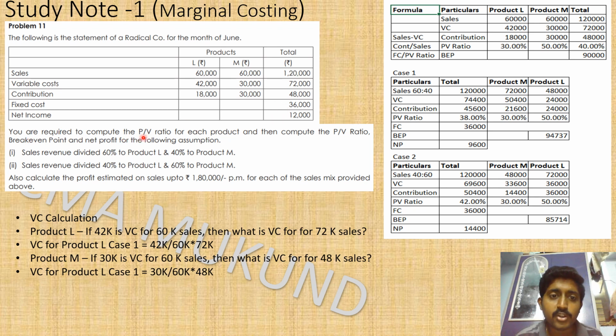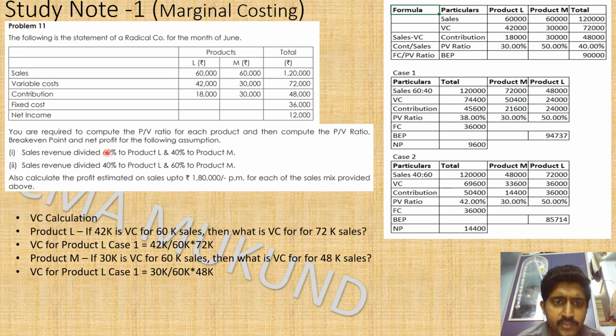You are required to compute the PV ratio. PV ratio, yes, we can easily find. Contribution divided by sales is the PV ratio. So contribution, yes, we have 18,000 divided by sales of 60,000. Yes, we can find the PV ratio for L. We can find the PV ratio for M. We can find the PV ratio for the whole company also with the help of the total.